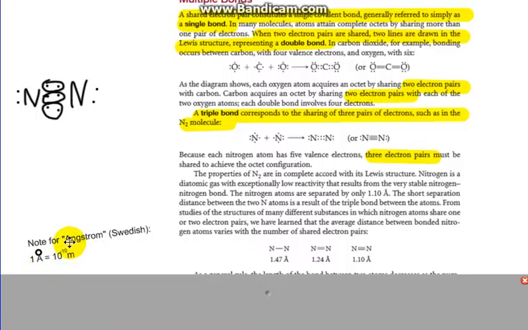And we're going to be looking at the relative distance between atoms when we have different bonds. The short separation distance between 2 N atoms is a result of a triple bond between the atoms. From studies of the structures of many different substances in which nitrogen atoms share 1 or 2 electron pairs, we've learned that the average distance between bonded nitrogen atoms varies with the number of shared electron pairs. If you look at this. Now I think I'll stop the video there, and the third video will bring it home and look at the final part.